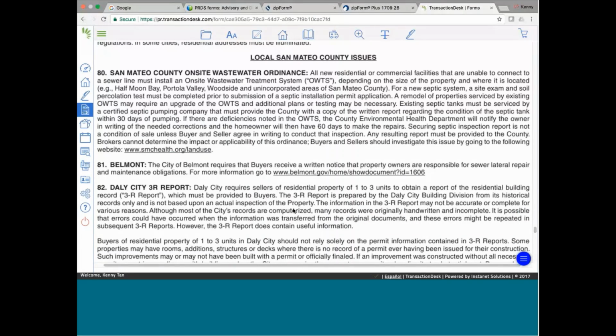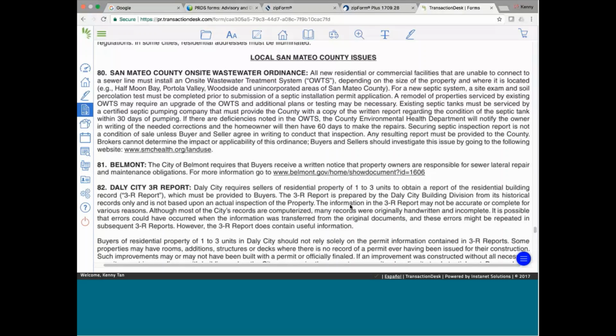3R report. Last time we did the Daly City listing, we didn't do the 3R report before listing, right? It would have been better if we had done the 3R report before we put it on the market, because if you're trying to sell a property in Daly City, you're actually required to get a 3R report. So what's a 3R report? A 3R report is a report on the construction of the property, and basically, it is something that the seller has to pay for.